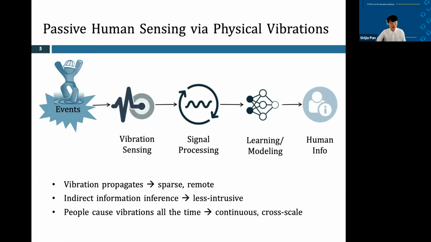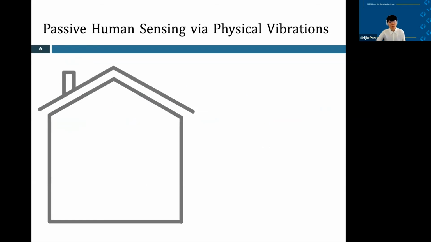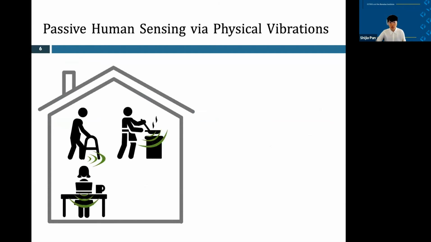And since people are causing vibration all the time, it will allow us to continuously monitor people over different scales with different information resolution. So for example, at the room level, when you walk, cook, type, or even sleep, your body would move and interact with the objects in the room, and hence induce a vibration. So this vibration actually contains information of your activity, physical condition, and even behavior.